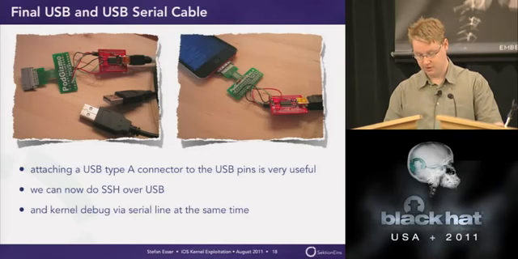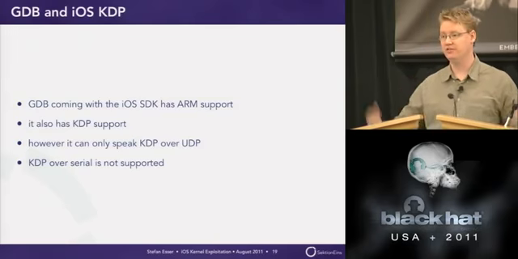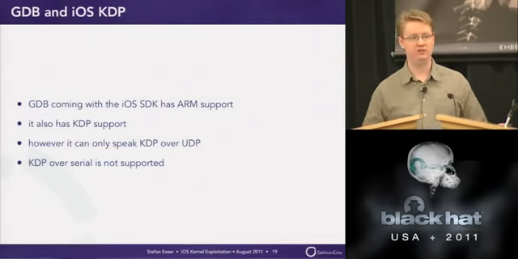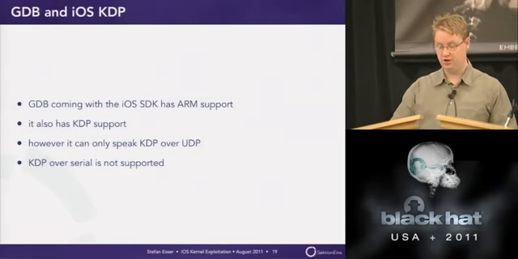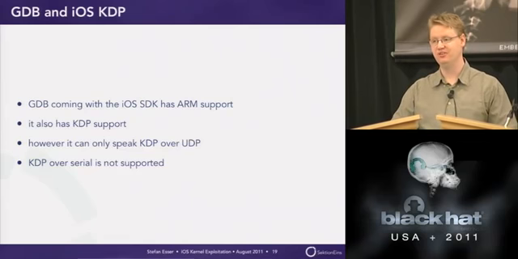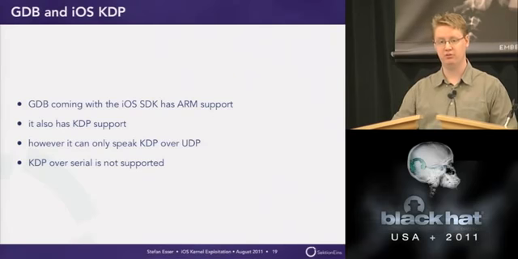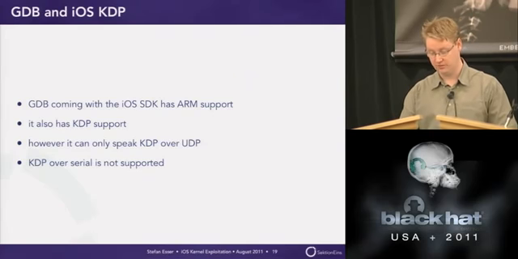Yeah. So your next problem is that now you have this cable and you can plug it in, but you don't know how to speak with it. The nice thing is Apple ships a GDB in the iOS SDK, with ARM support and KDP support. Well, they could remove that at least. But you can still use the old version then. However, it only speaks KDP over UDP, and over serial is not supported by default. At least I don't know of it.